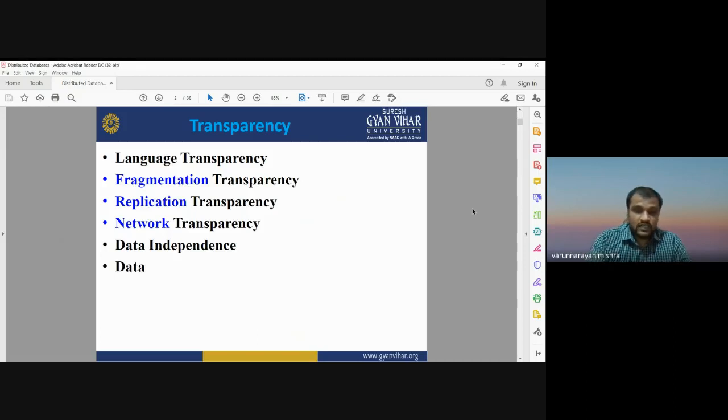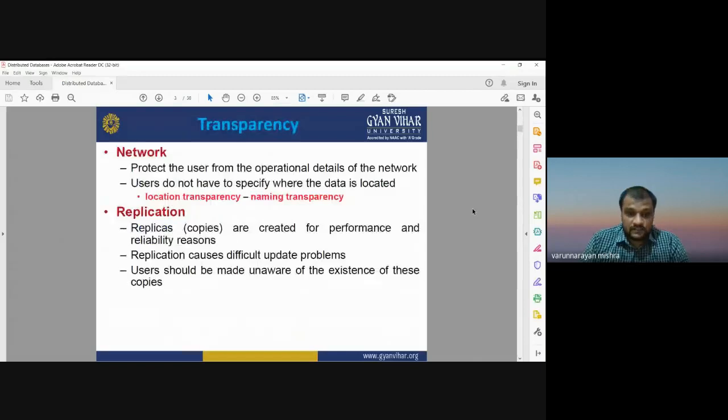So now moving to the next slide. First we should know what is transparency. Transparency means how your data is transparent to the user, or how a user can use your database for their specific purpose. It is based on the network, and it is used to protect the user from the operational details of the network, and users do not have to specify where the data is located. This is the kind of transparency.